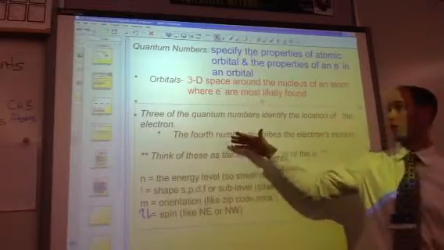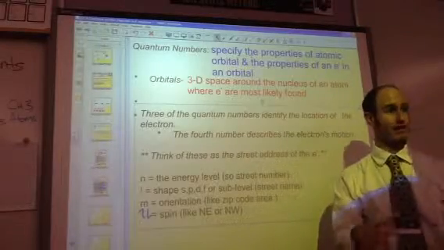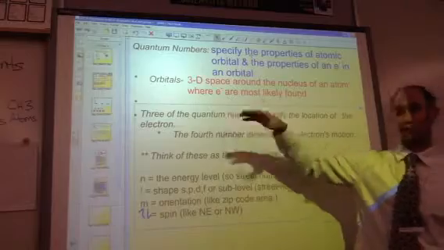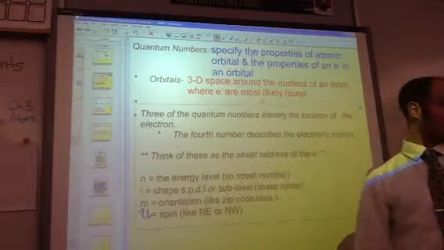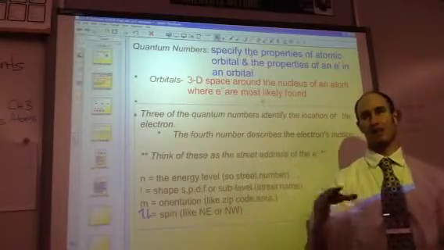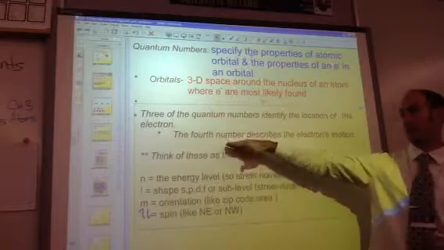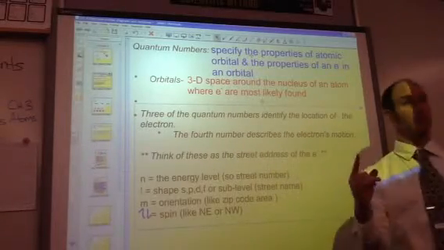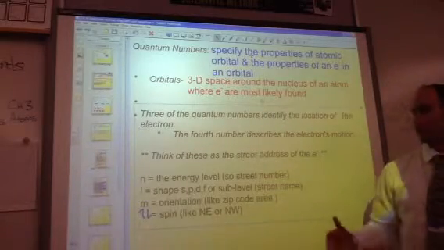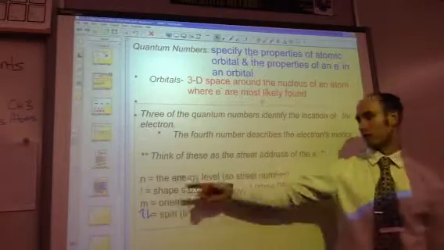Their addresses. Well, we're going to learn for electrons the correct order to put them in and why it's the correct order, and how to do that. So 3 of those numbers are just like your street address: house number, street name, and zip code. Zip code talks about what area you're in. Those are the 3 main quantum numbers. The last one talks about the motion of the electron. So what direction on the street are you going? Northwest, southwest, etc. All right? So there are your different quantum numbers.